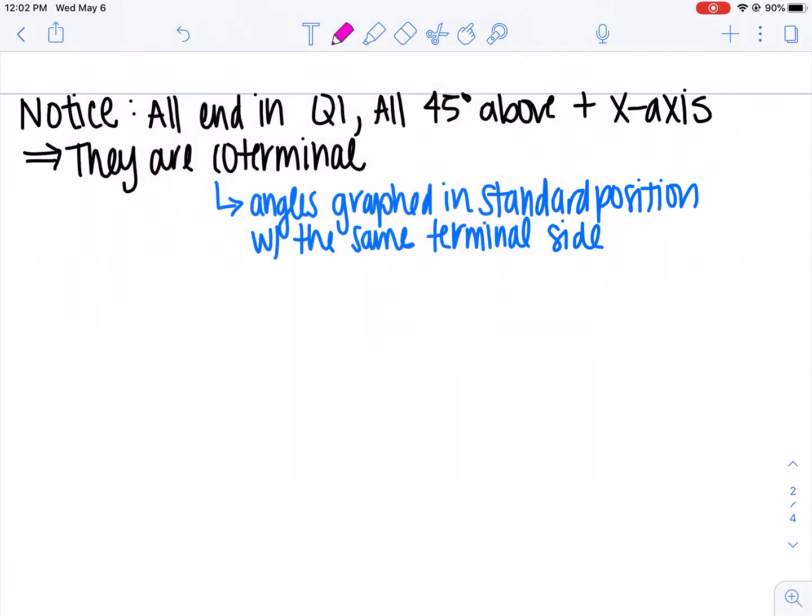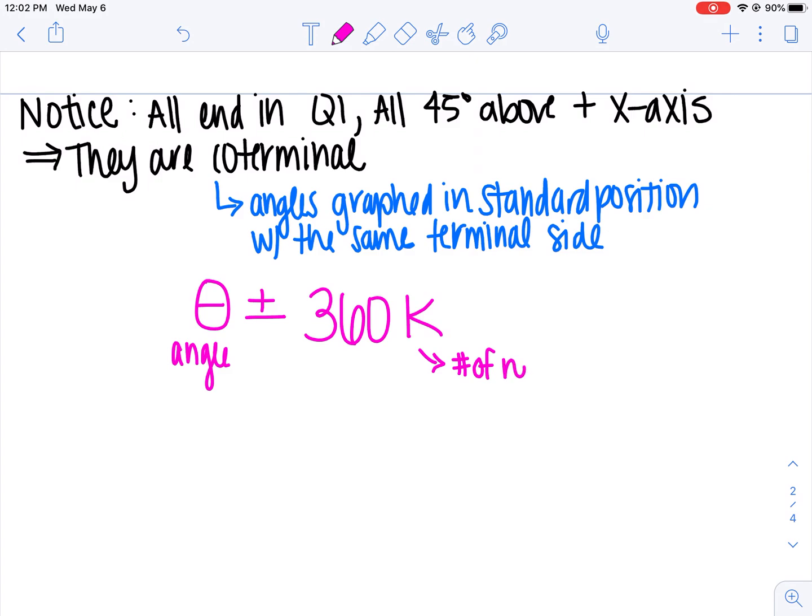So we do have a little equation that you don't ever have to use, but it can be a shorthand. So we have theta, that's our angle, plus or minus, because we could go bigger or smaller, 360 degrees times k. And k is the number of rotations around the circle.